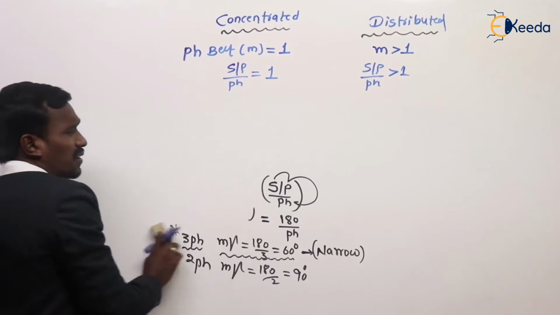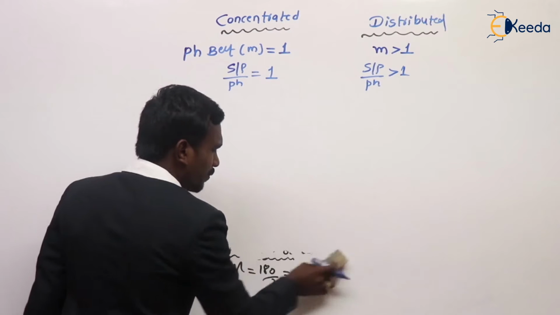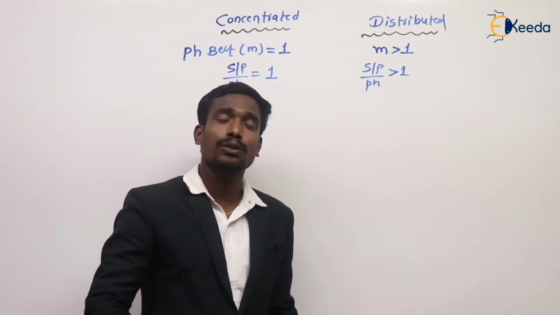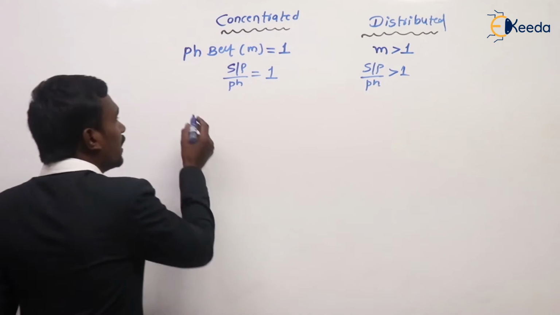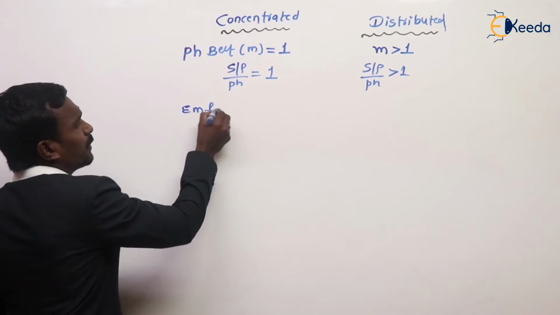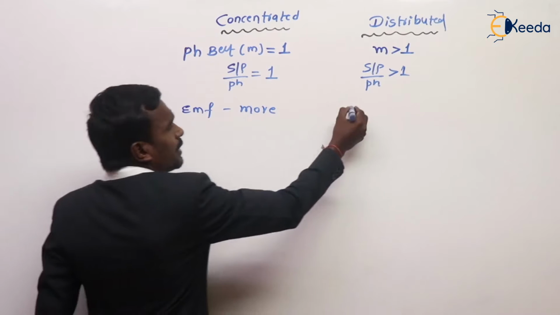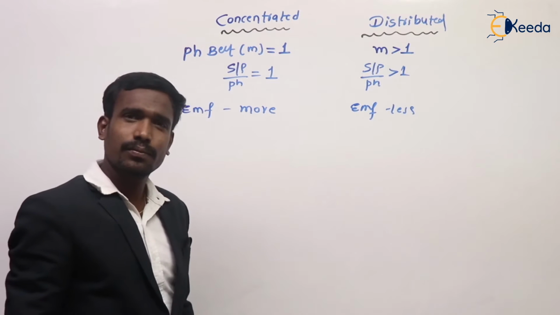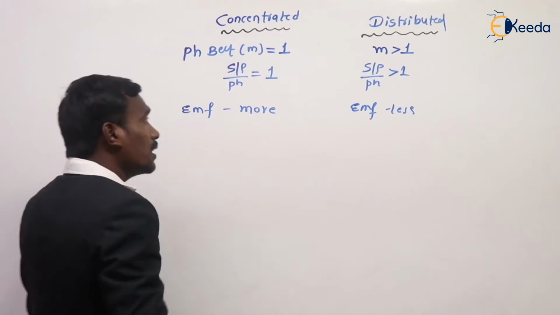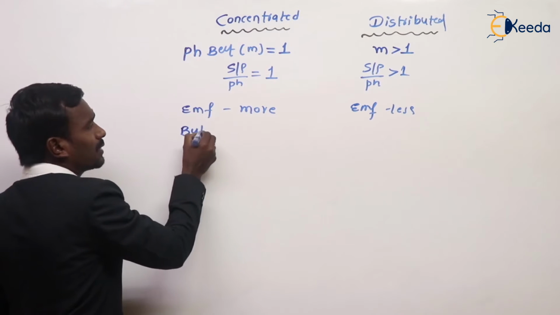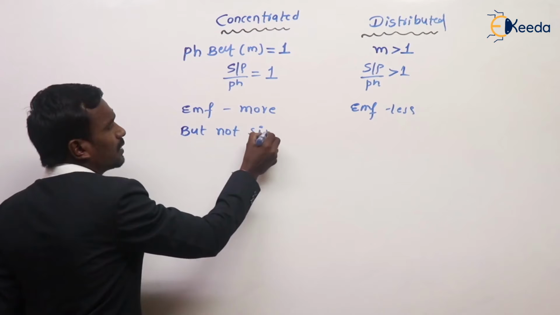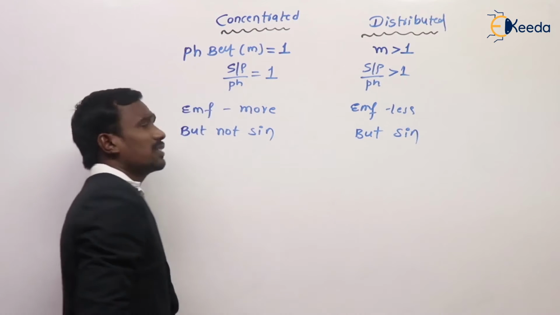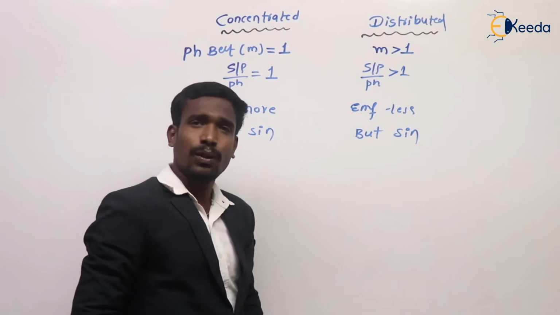Next, we already have concentrated winding, so why are we using distributed winding? In concentrated winding, the EMF is more but not sinusoidal. In distributed winding, the EMF is less, but sinusoidal. This is the reason why we are using distributed winding.